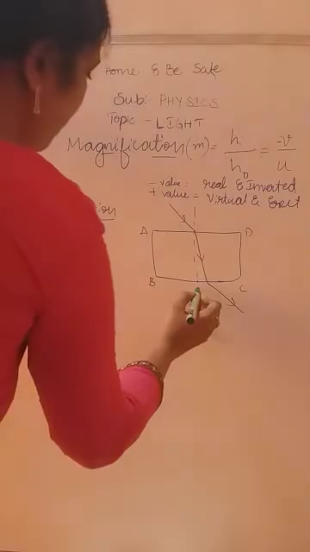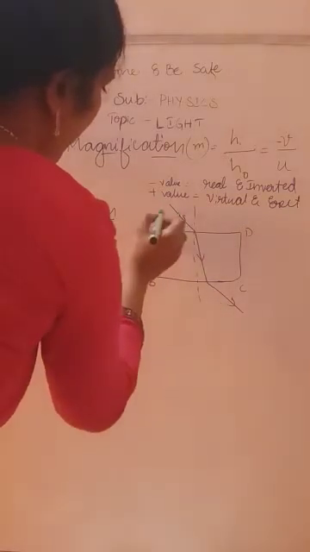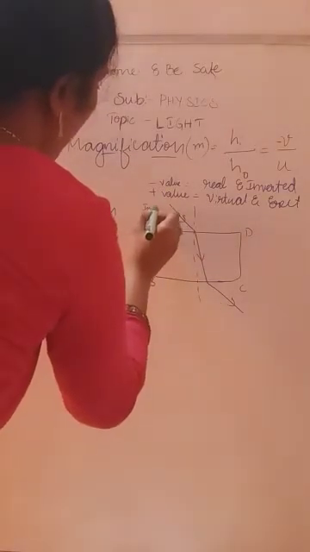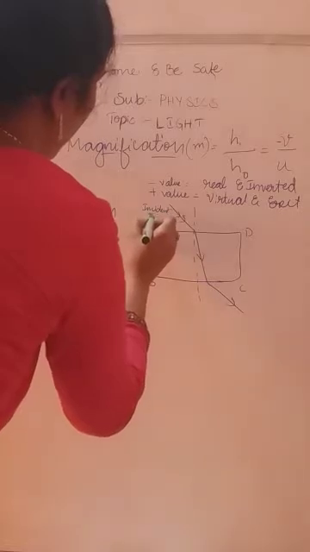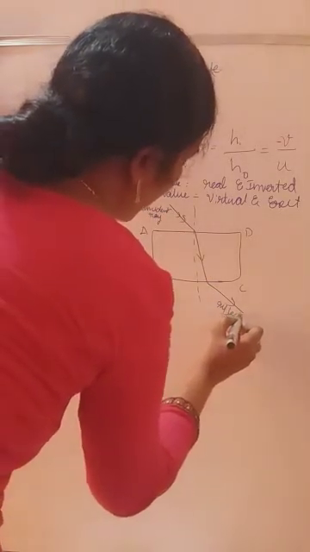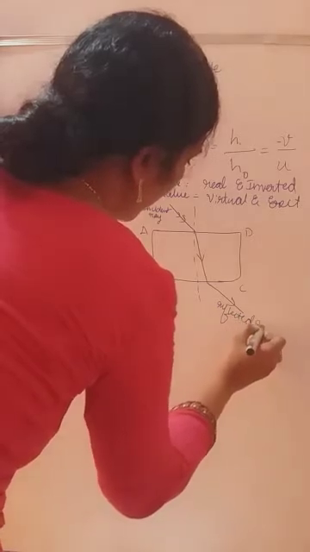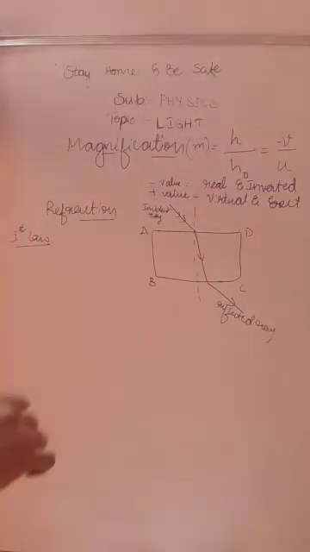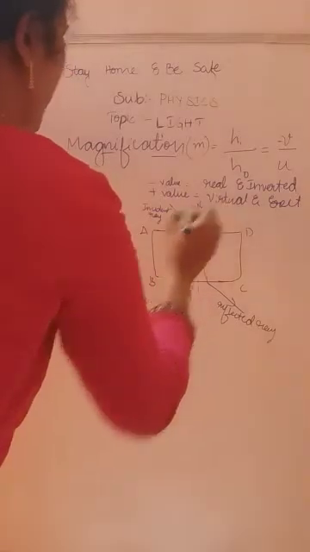See, this is called the incident ray, and this is called the reflected ray, and this is the normal at the point. I told you already. Yeah, is it?